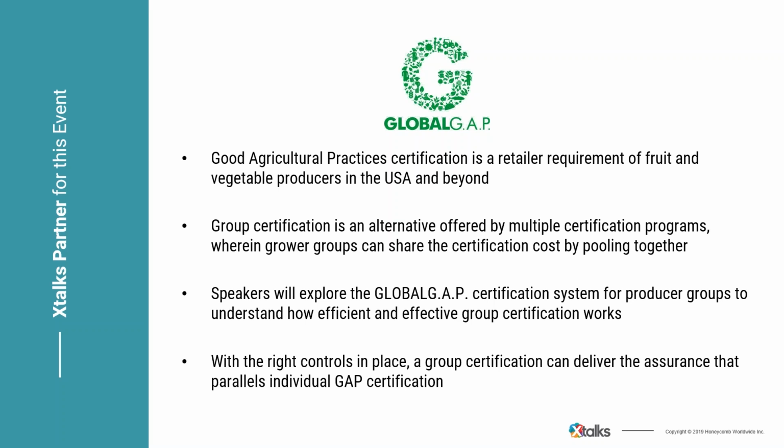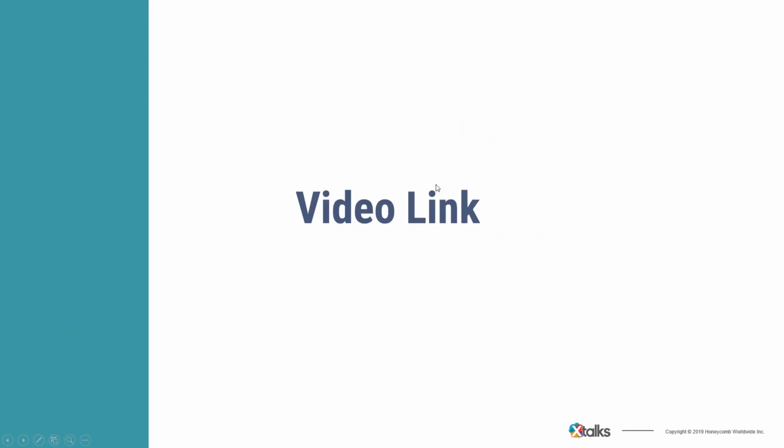Under this option, farmers must have an internal management and control system, perform individual self-inspections, and group internal inspections before receiving an external verification by a certification body. With the right controls in place, a group certification can deliver the assurance that parallels individual G.A.P certification. To provide a brief overview of the group certification process, GLOBALG.A.P has included a video that will be playing on your screen shortly. Enjoy.